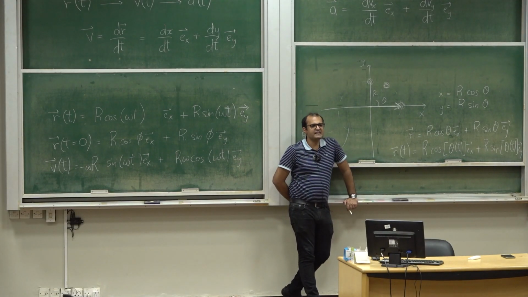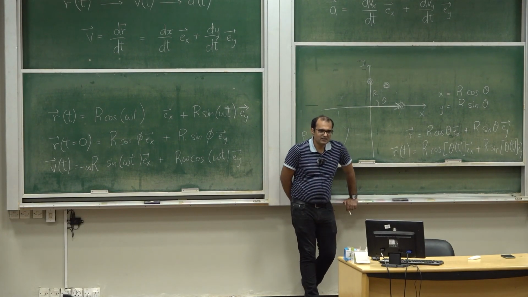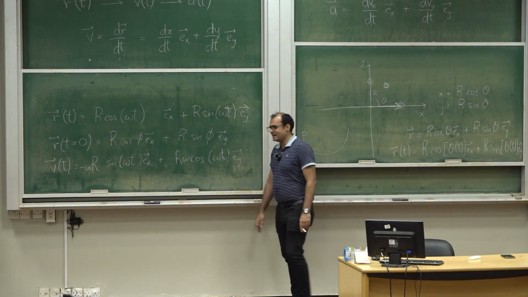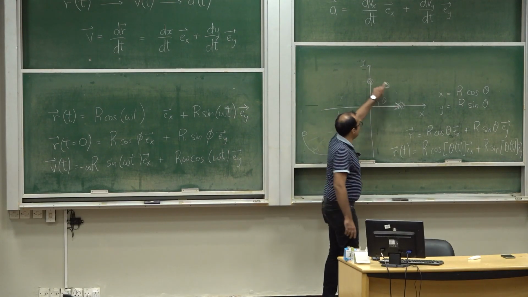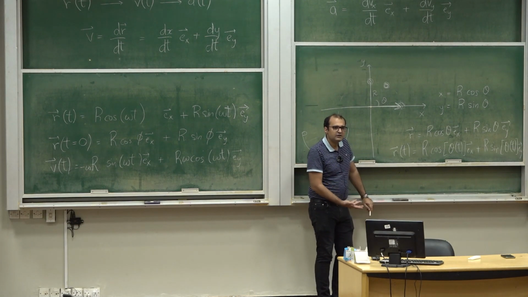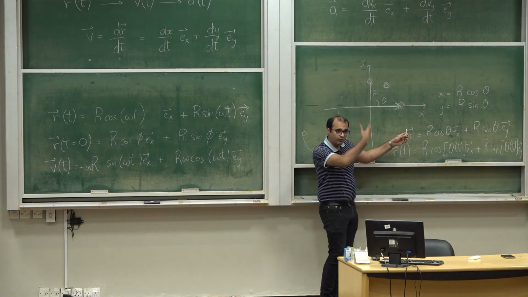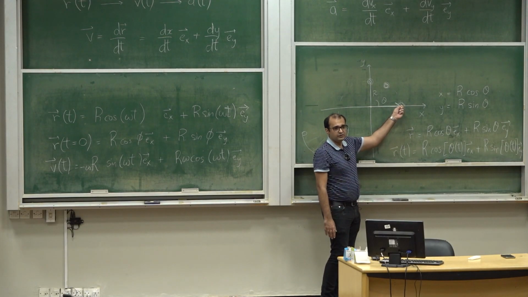It depends on the sign of omega, right? Assuming omega is positive, it's rotating anti-clockwise. So omega is positive and the object is rotating like that. At t is equal to 0, the object wasn't at rest, the object was moving. The object is instantaneously over here at t is equal to 0.